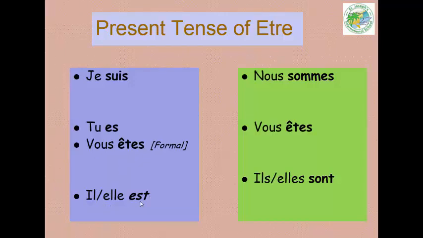Il est and elle est: he is, she is, also singular. So these are singular forms. And on the other hand, nous sommes, we are, vous êtes, ils sont, elles sont. They are boys and they are girls. Okay, c'est le présent, c'est la conjugaison du verbe être.